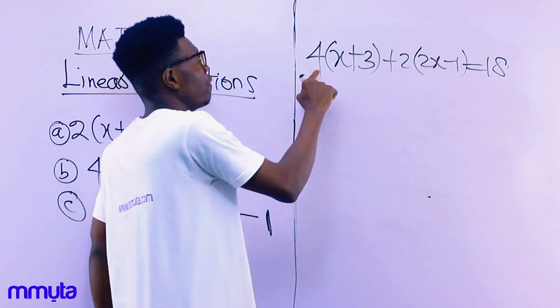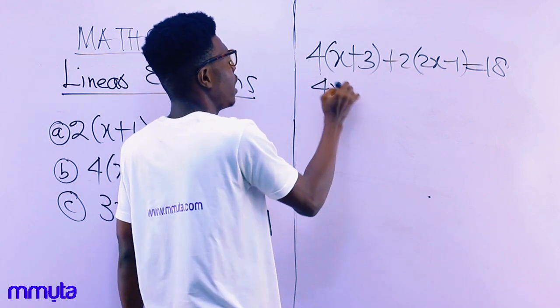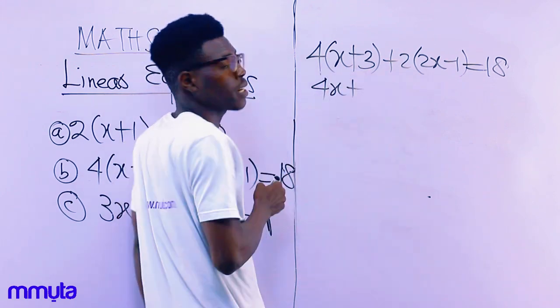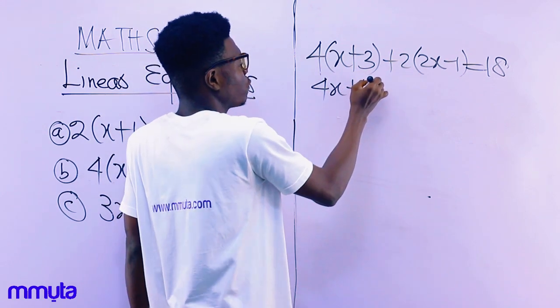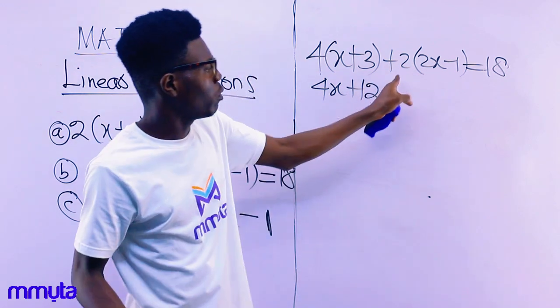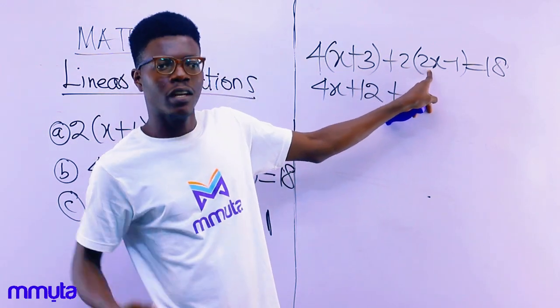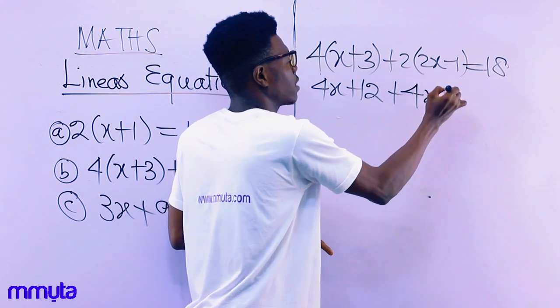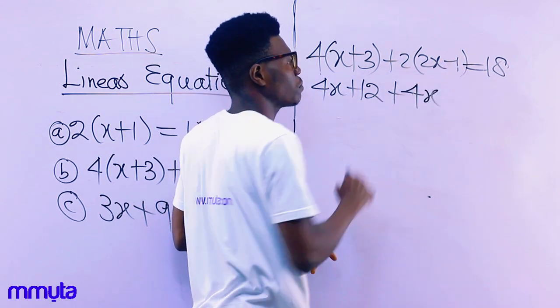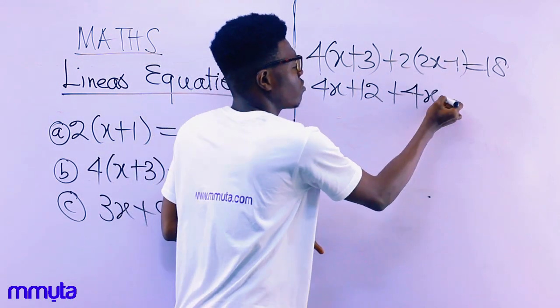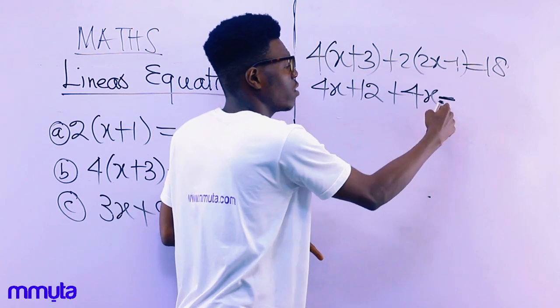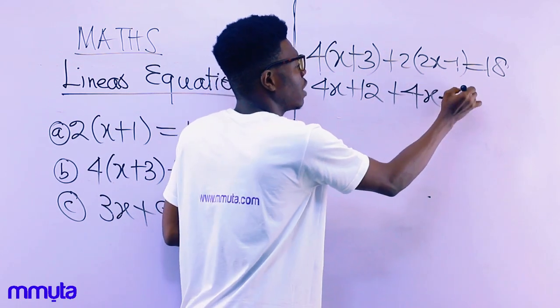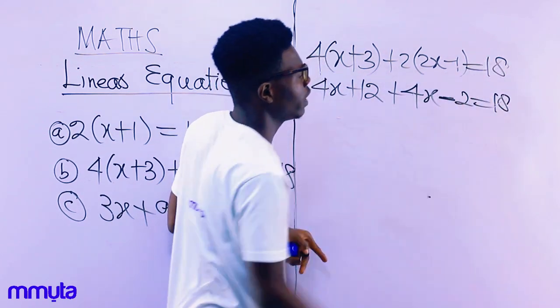If you do that, you have 4 times x to be 4x, plus 4 times 3, which is going to give you 12. So you have 12 plus, when I say 2 times 2x, we have our 4x. Now 2 times minus 1. Of course, just write down your minus here, because plus times minus is minus. And then 2 times 1 is 2, equal to 18.